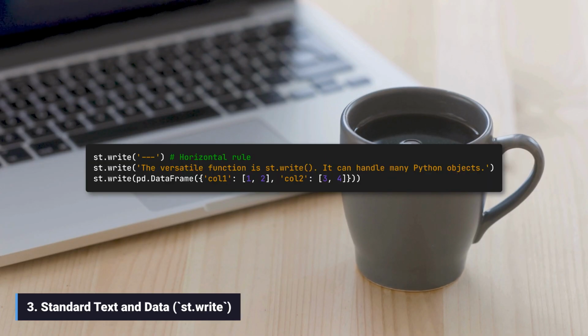3. Standard text and data. The most flexible function is st.write. If you pass it a string, it displays text. More importantly, if you pass it a complex object like a pandas data frame, it automatically renders it in an attractive, interactive table format, demonstrating Streamlit's data focus.